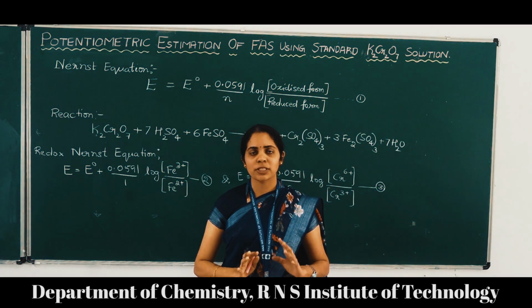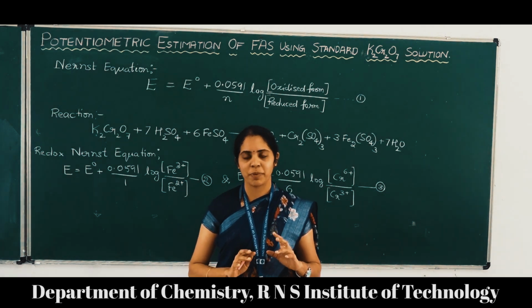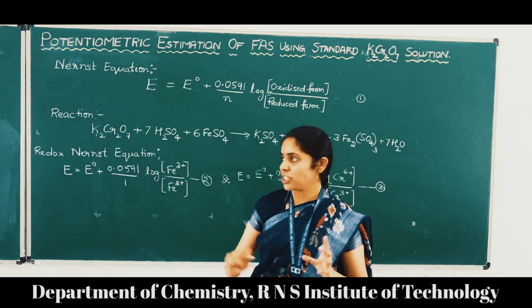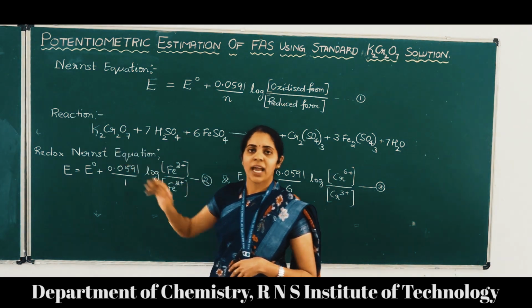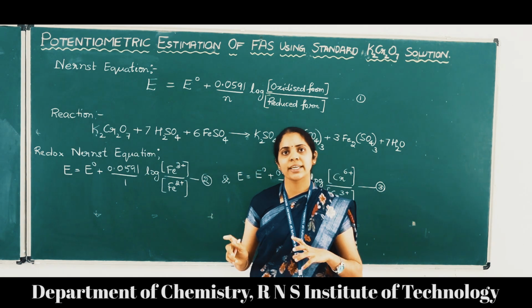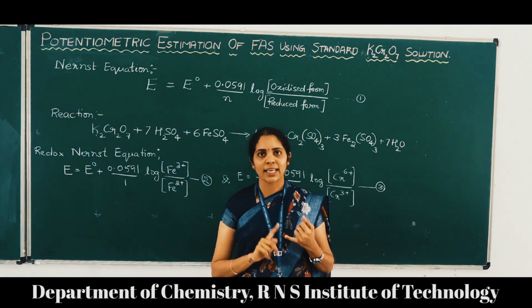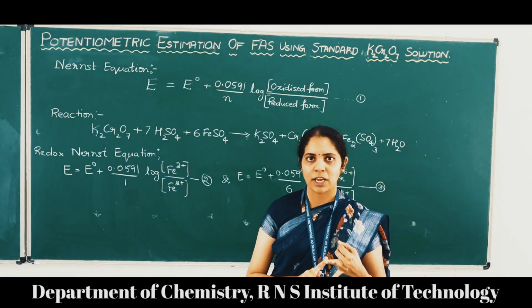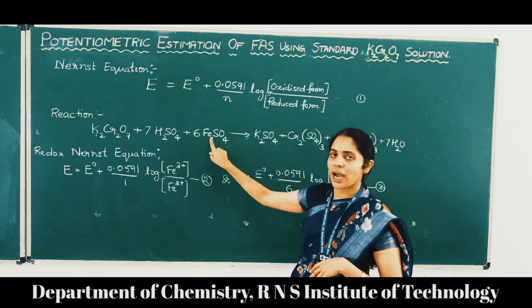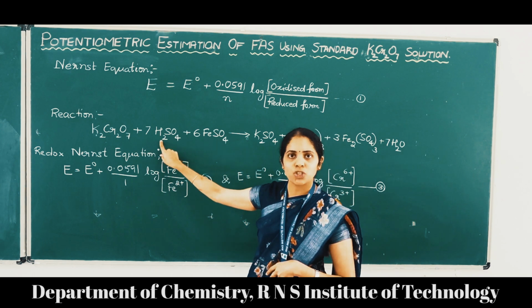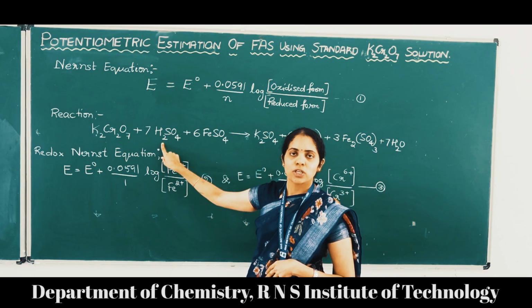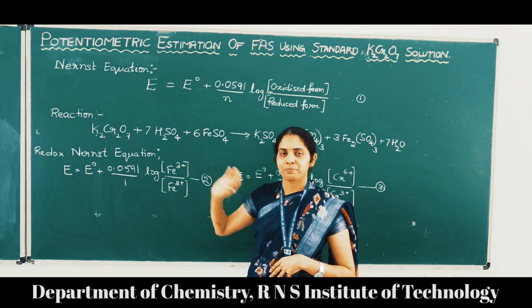The apparatus used for this experiment are a burette, which is filled with K2Cr2O7 of known concentration, and a potentiometer which is connected to two electrodes, that is calomel electrode and platinum electrode. In the beaker you have ferrous ammonium sulfate solution along with one test tube of H2SO4. So these are the apparatus taken.